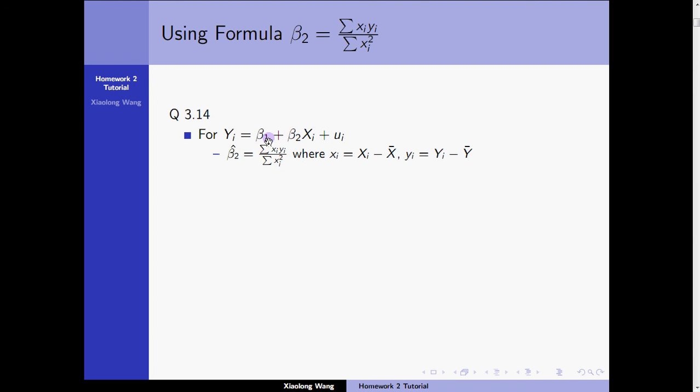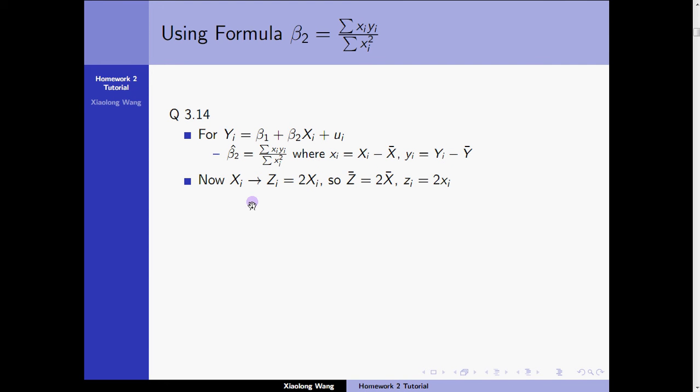then we know that the formula for calculating beta 2 hat is this. And in the formula, the little xi equals xi minus x bar, the mean of x, and little yi equals yi minus y bar.